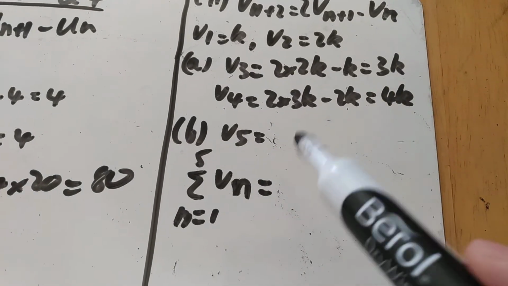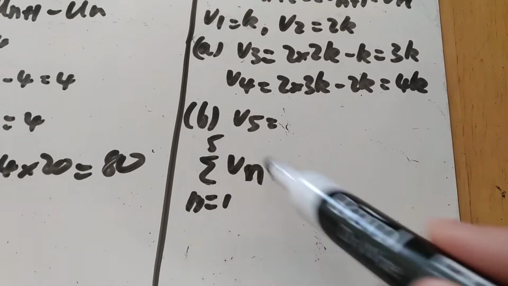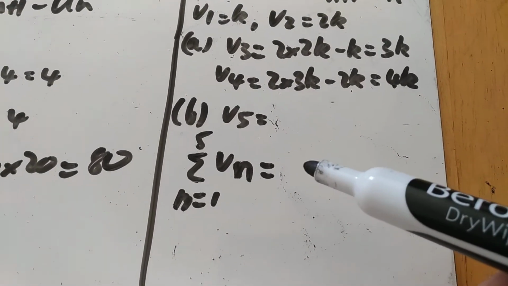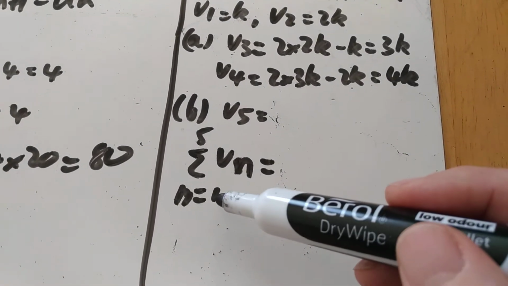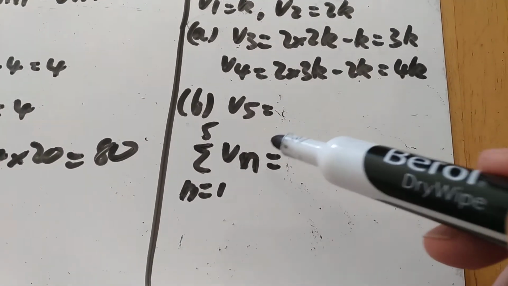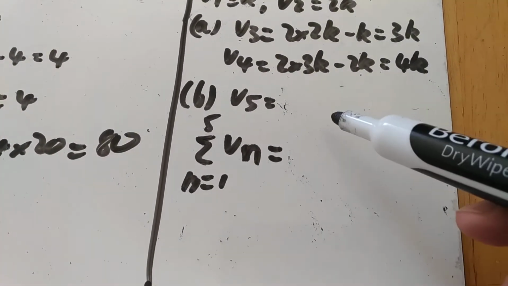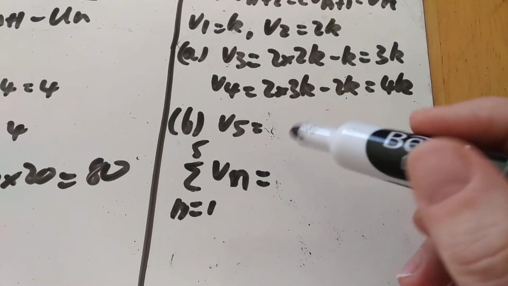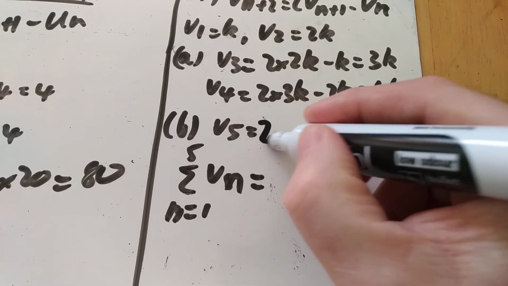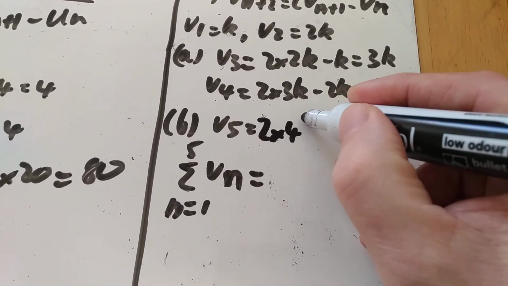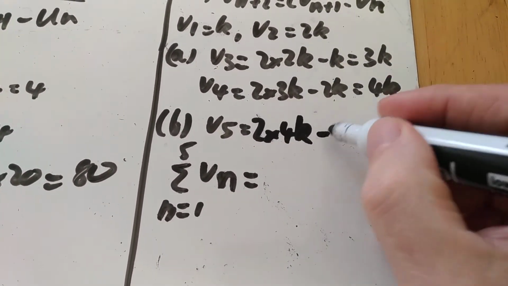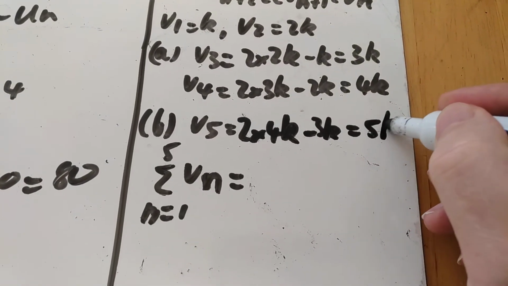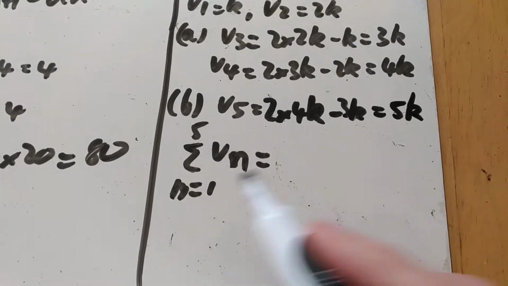Now, to find the sum of the first 5 terms, in these cases, these recurrence relationships, there's not a formula. You're never going to be asked to find the sum of the first 100 terms. All you need to do is work out all the terms, add them all up and put them equal to whatever it's going to be. So in the same way as before then, v5 is 2 times v4, 4k, minus v3, which was 3k, and unsurprisingly, 5k. So at this stage here, there's my first mark.